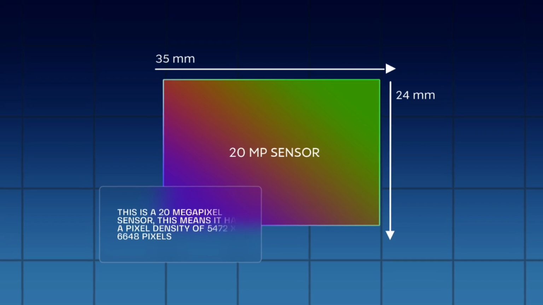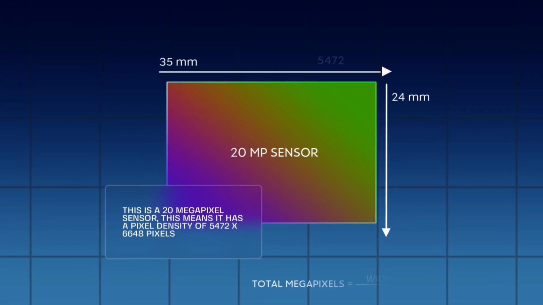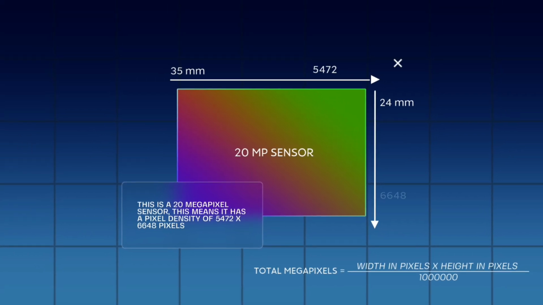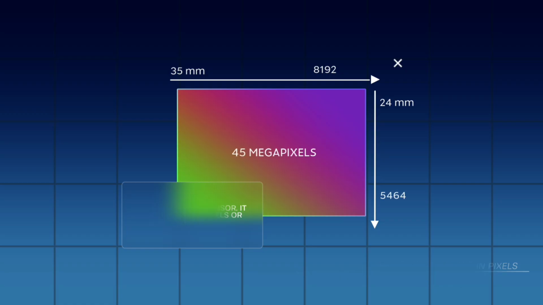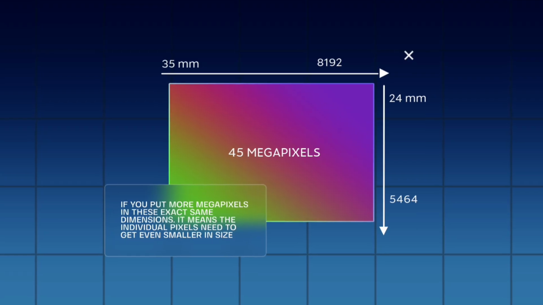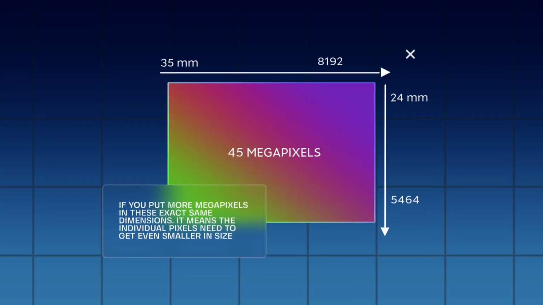This is a 20 megapixel sensor, which means it has 5472 by 3648 pixels. This is another sensor. It has 8192 by 5464 pixels or 45 megapixels. If you put more pixels in these exact same dimensions, it means that the actual pixels need to get even smaller in size. This should theoretically capture finer details. Theoretically. So just how many pixels does your camera need to have?